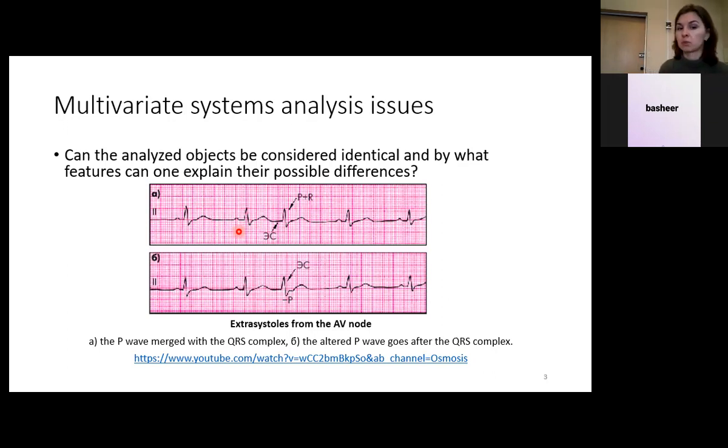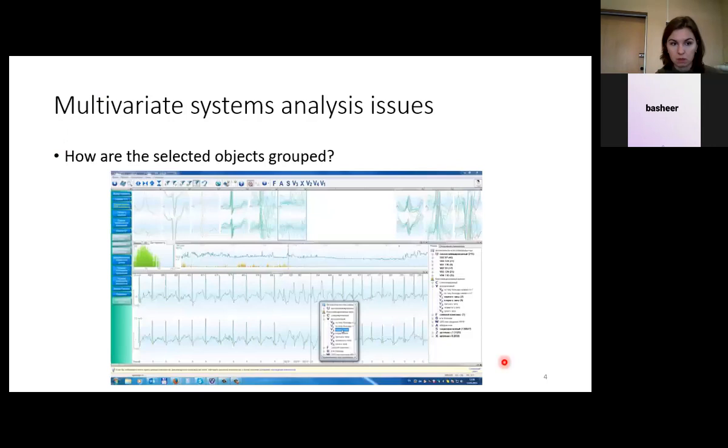So to construct an algorithm which separates one type of extrasystole from another, it should contain this information about the P wave in order to differentiate the pathology. It's really difficult. So we want to answer this question: how to find the difference between objects if they are quite equal from our point of view? We need more information about this object to construct this. The second question is, how are selected objects grouped?